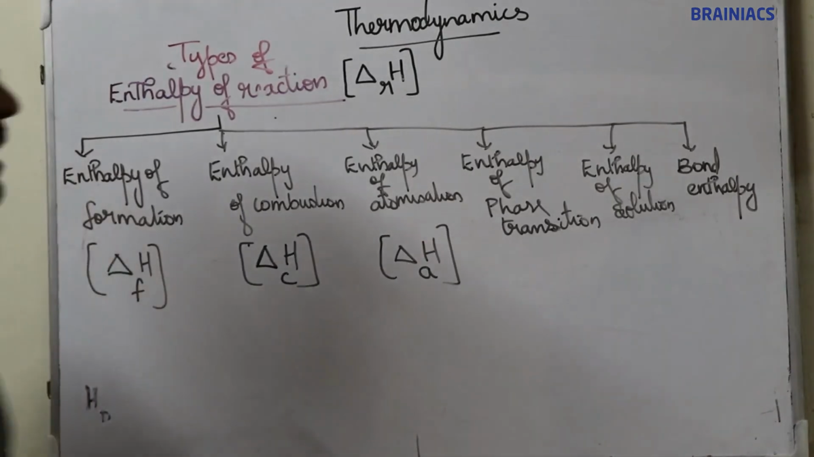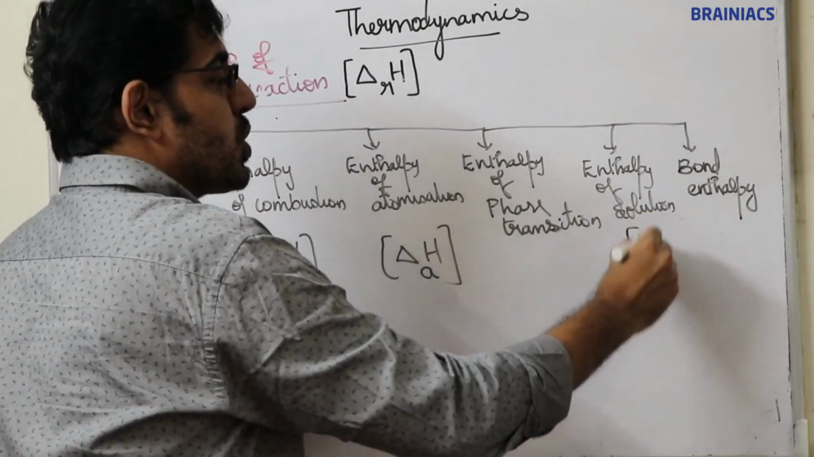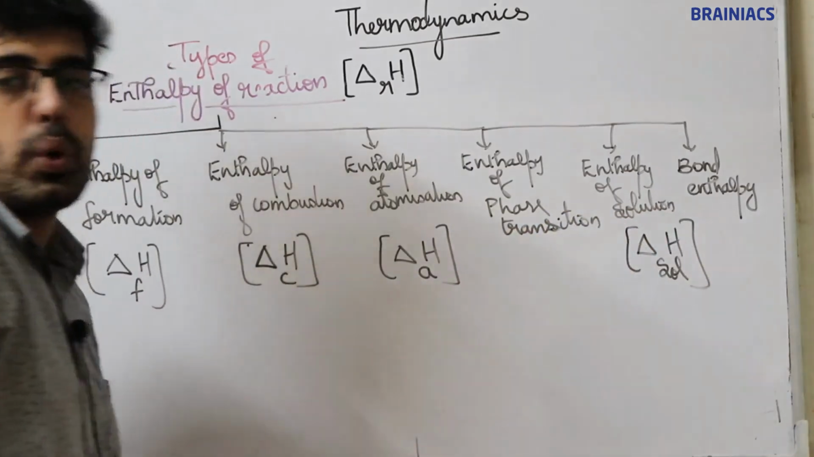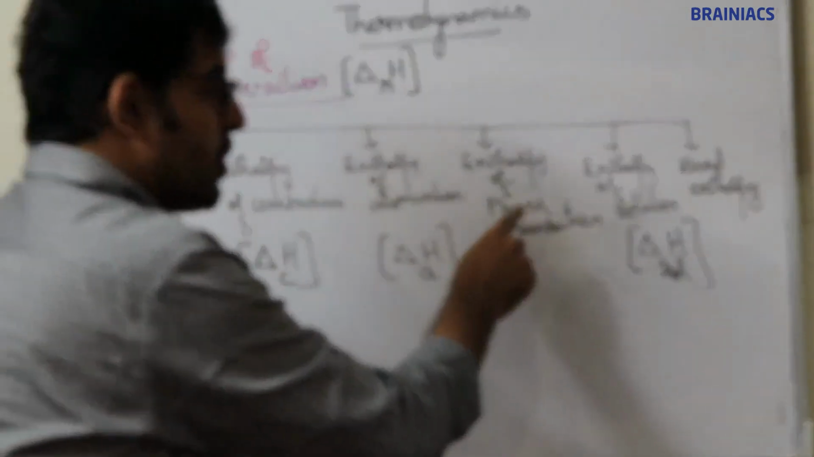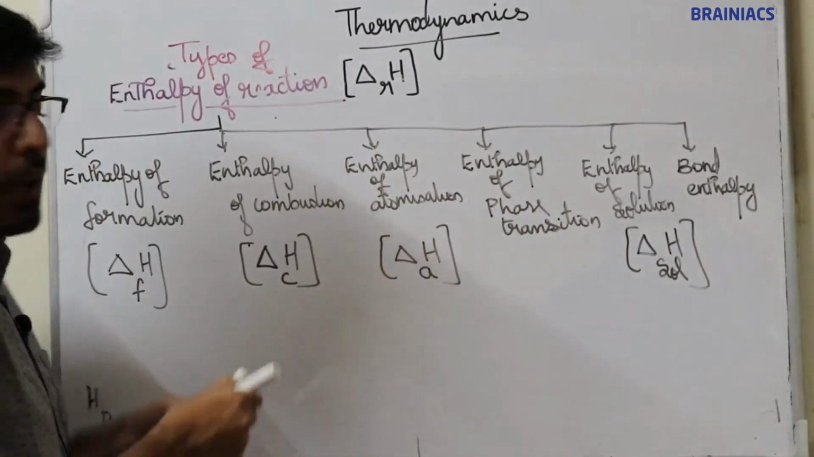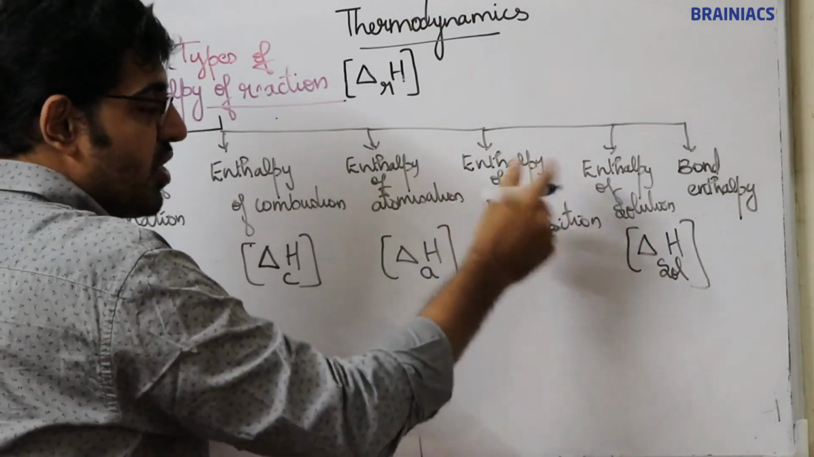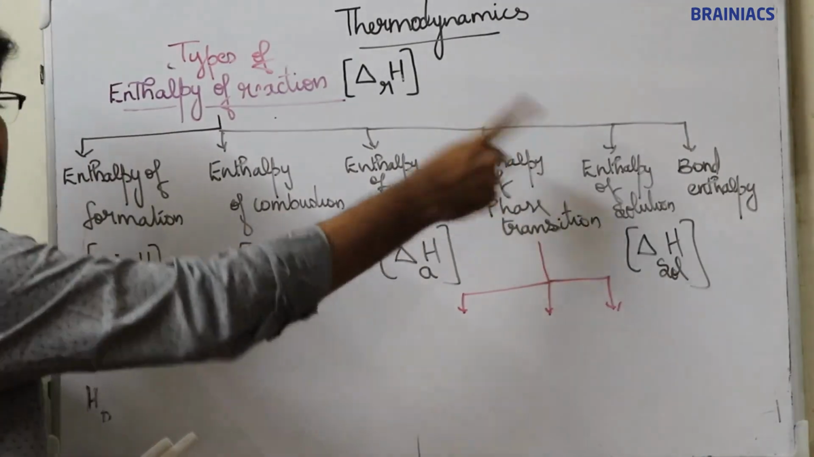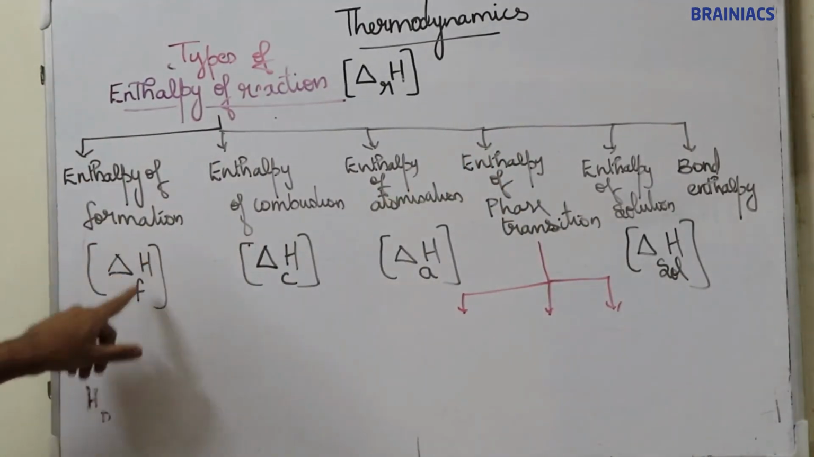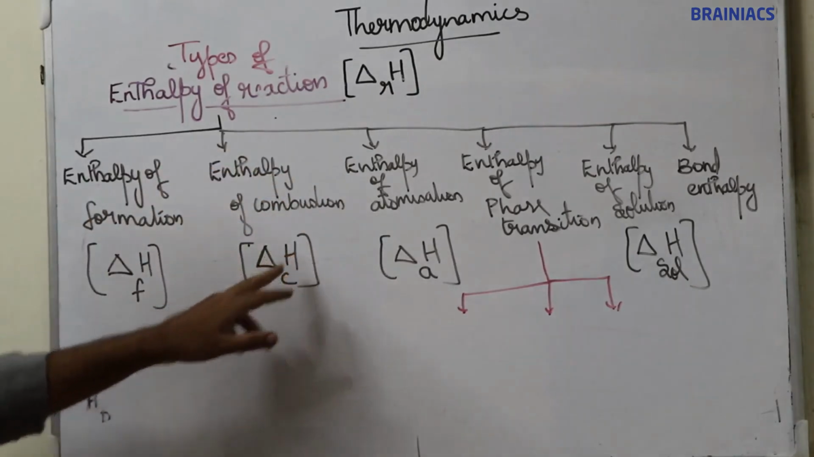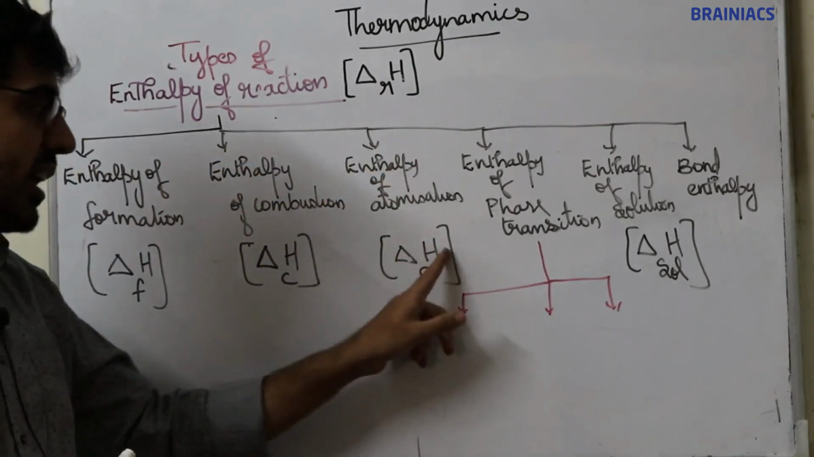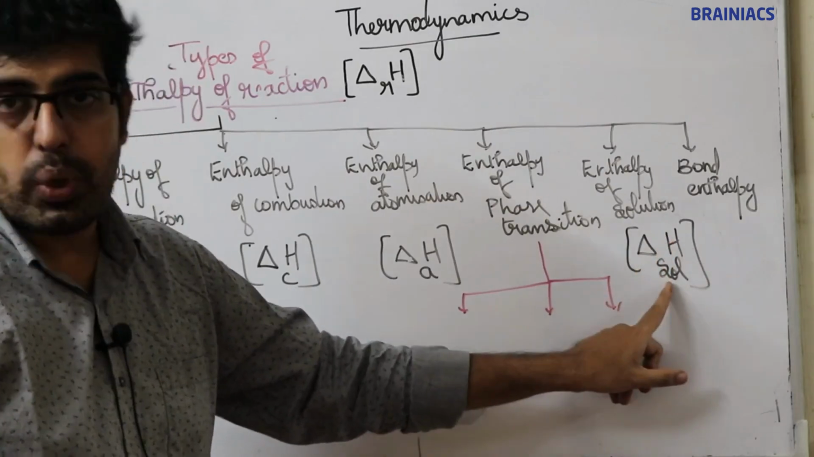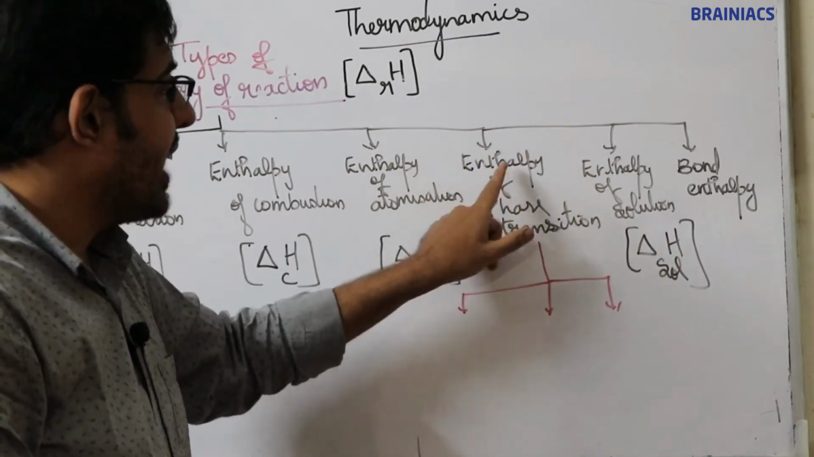Next one, enthalpy of solution, represented by delta H SOL. Now the next one, enthalpy of phase transition. To recap: first, enthalpy of formation, delta HF; second, enthalpy of combustion, delta HC; third, enthalpy of atomization, delta HA; fourth, enthalpy of solution, delta H SOL; and fifth, enthalpy of phase transition.